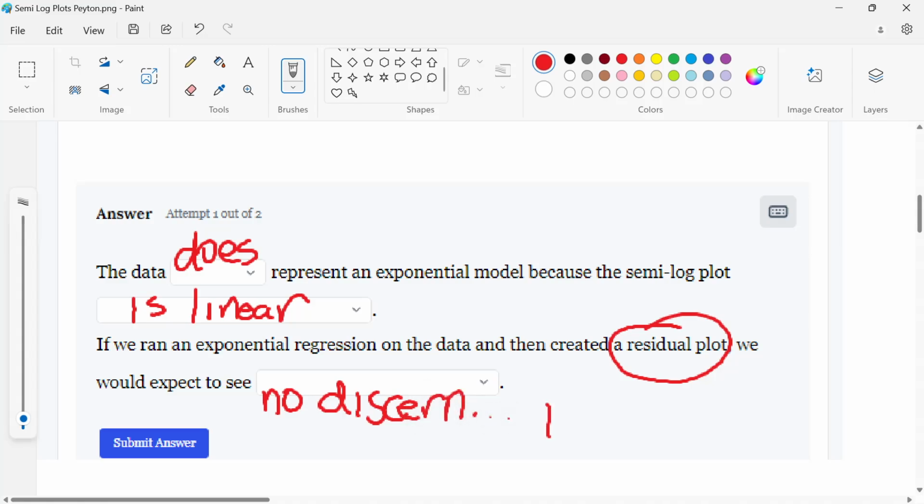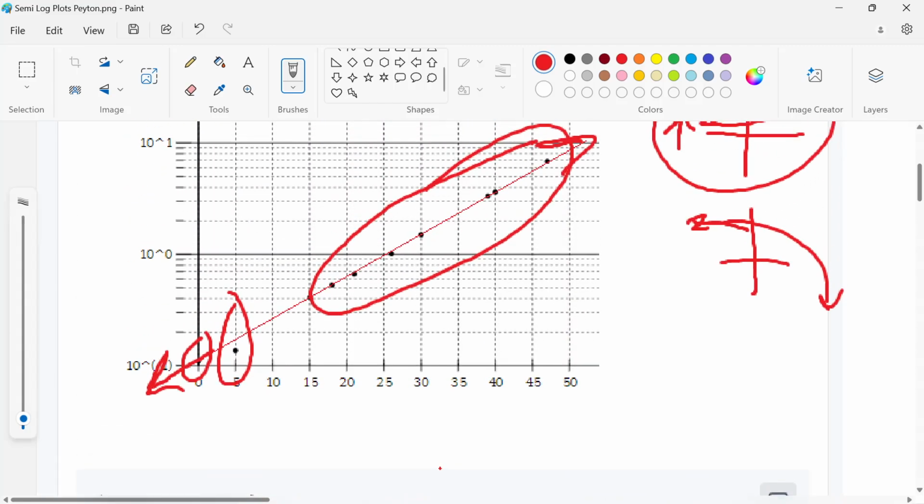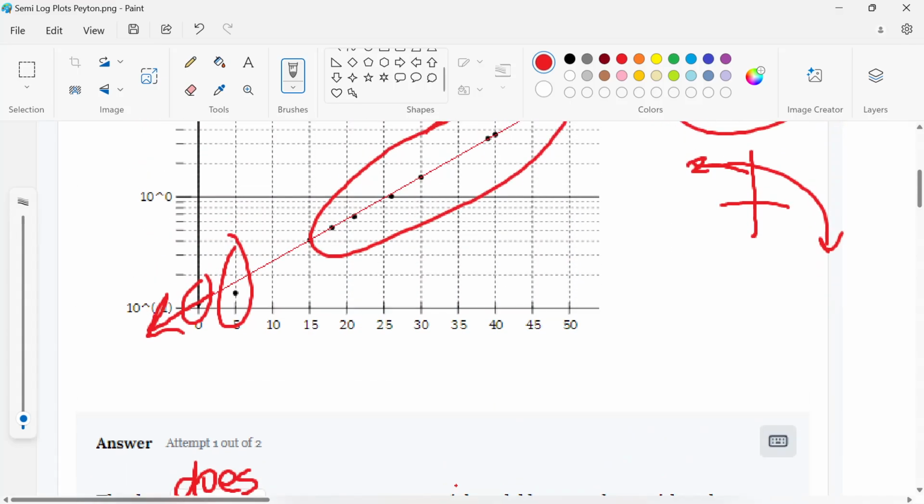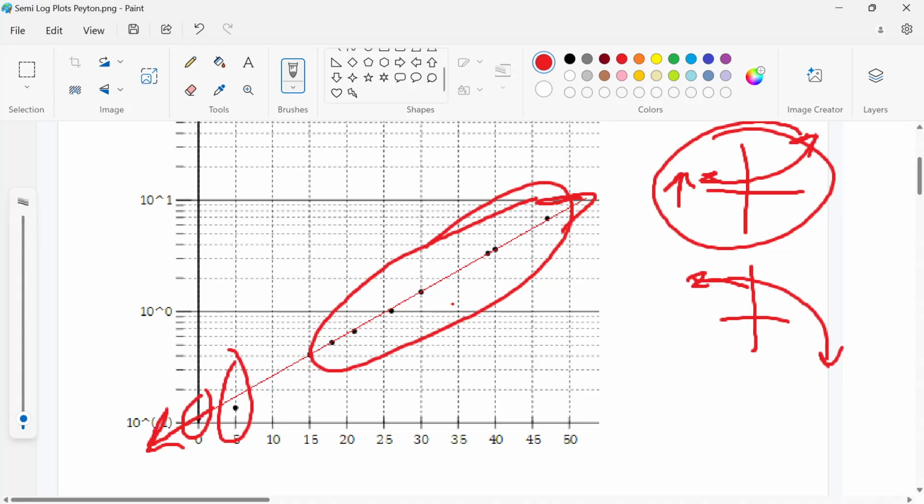I'm not going to write the whole word, pattern. Again, I don't know what's in the box, but something like no discernible pattern. There would be no pattern in the residual. A pattern in the residual would show that there's some kind of a problem, that there's a pattern to how much each data point is off, which means another model would be appropriate. But if there's no pattern, then they're off randomly.